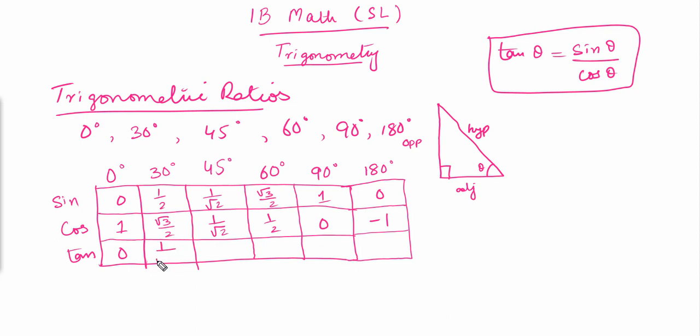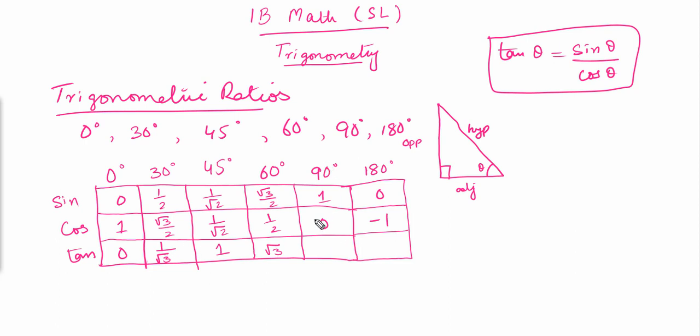1 over under 3. Tan of 45 will be equal to 1 because sine of 45 is equal to 1 over under 2. Cos of 45 is the same as well. So once we divide it, we'll get 1. And then tan of 60 is equal to under 3 over 2 divided by 1 over 2. So that will be equal to under 3.